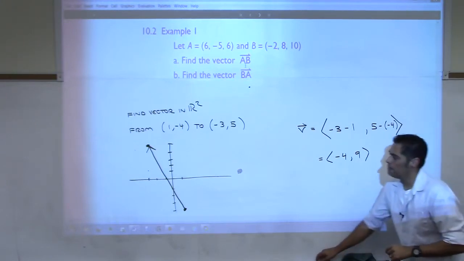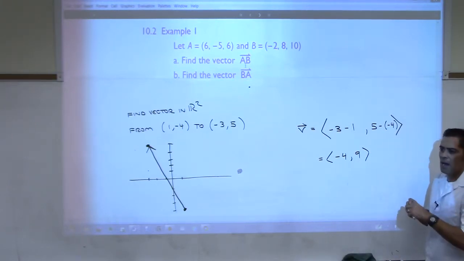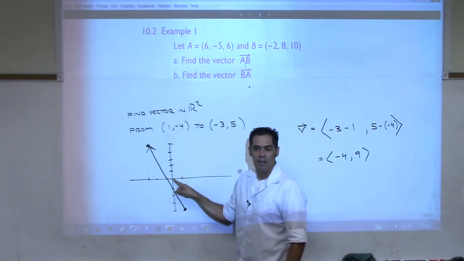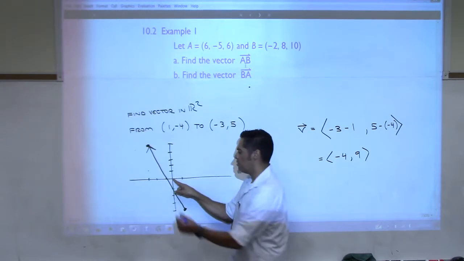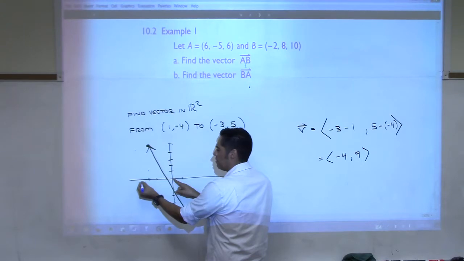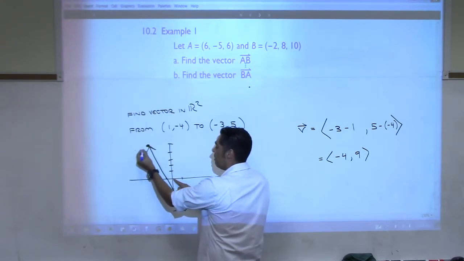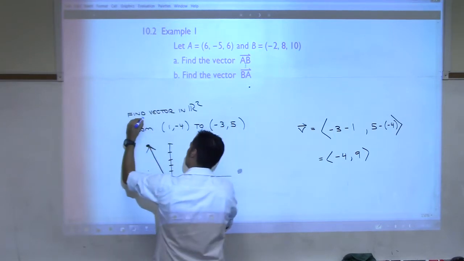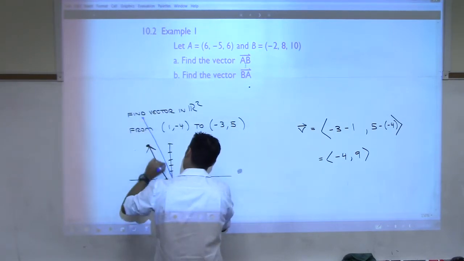Now check this out. Let's act like you're going to start at the origin. Everyone go to the origin and then go to the point -4, 9. Where would that be? Here's -4, right? And then let's go up 1, 2, 3, 4, 5, 6, 7, 8, 9. Like that. Oh, I messed that up.